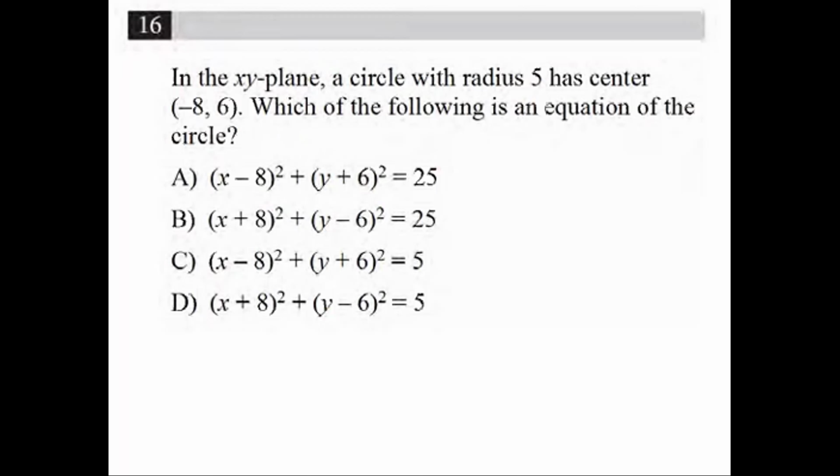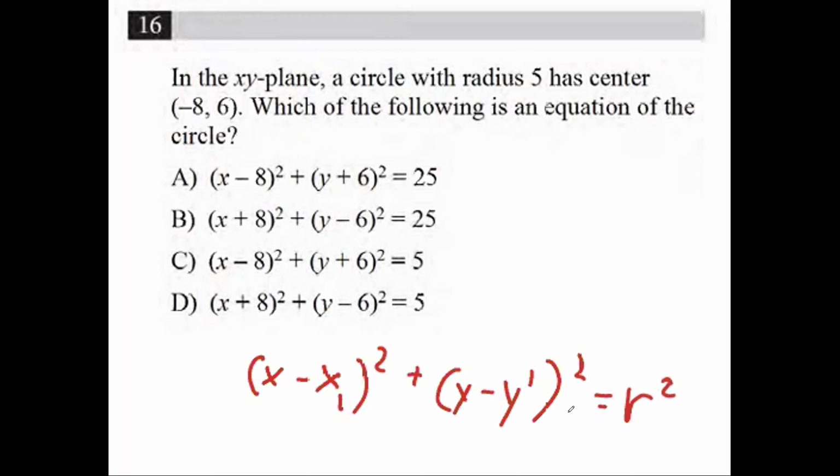Okay, so for question 16, let's find the equation of the circle given the center and the radius. In this case, we can just use the standard circle formula, which is x minus x1 squared plus y minus y1 squared equals r squared. We're given the radius is 5, so 5 squared would be 25. So it's either between A and B. And then we have -8, so x minus -8 would be x plus 8. And then y minus 6 is just y minus 6. So the correct answer is B.